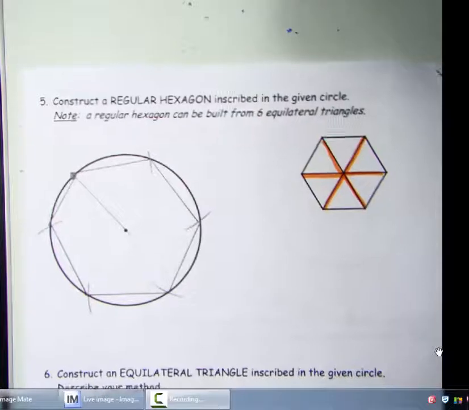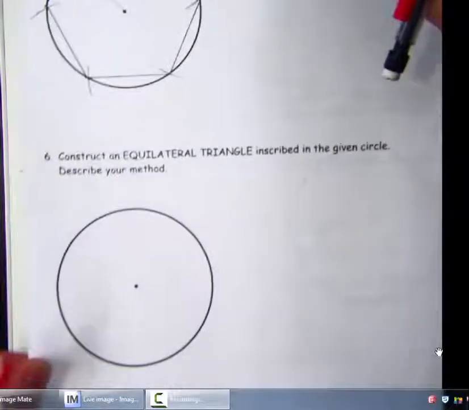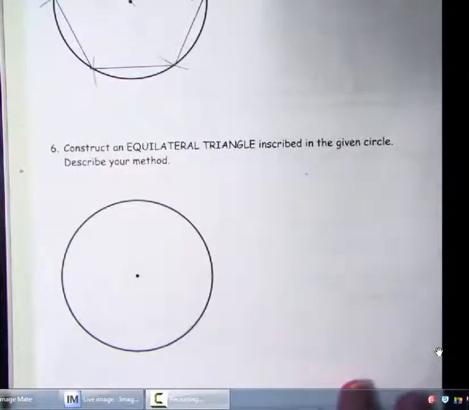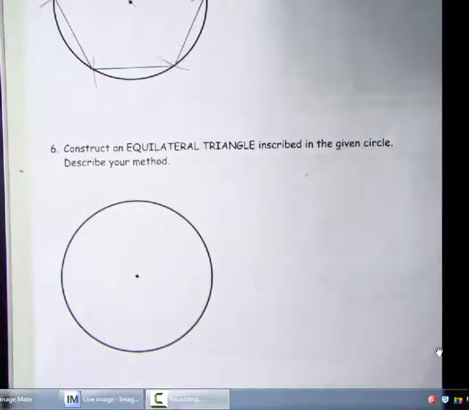Now, to construct an equilateral triangle inscribed in the circle, we're going to do the same thing that we just did, but instead of connecting all 6 vertices around, we're going to skip and do every other one. So we're only going to connect 3 of those hash marks to make the equilateral triangle. So start with any point on your circle.